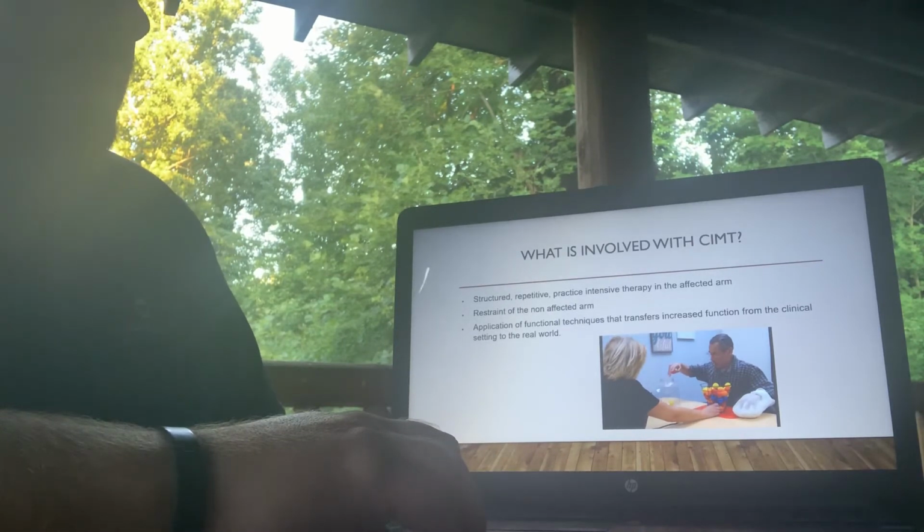So what all is involved with CIMT? Structured, repetitive practice with intensive therapy in the affected arm. So a lot of repetition, just forcing that hand and arm to be used, and then they pair that with the restraint of the non-affected hand. That limits the patient so they are not able to compensate and use the unaffected hand to do the task. So it's the application of functional techniques that transfer increased function from the clinical setting to the real world.